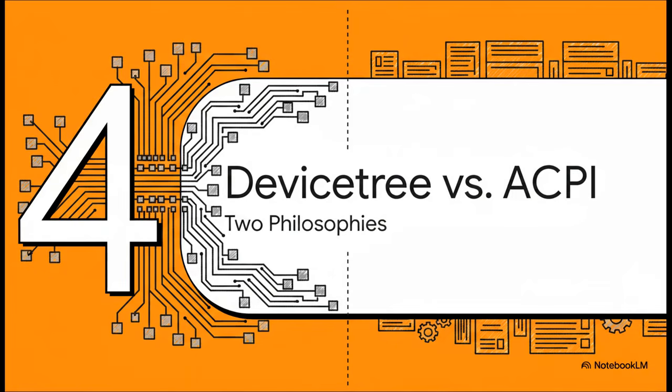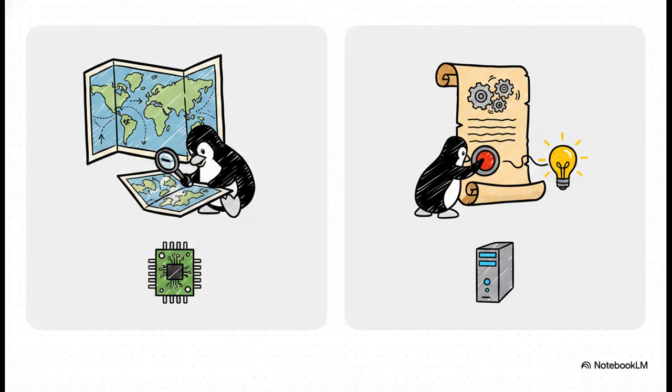Okay, so if you've ever messed around with PCs, you might be thinking, hang on, this sounds a lot like ACPI. And you're not wrong. They both solve a similar problem, but they do it with 2 very different philosophies. So, let's break it down. Device tree, like we've been saying, is just data. It's a static map. That's pretty much all it is. And it's huge in the embedded world. ARM, RISC-V, you name it.